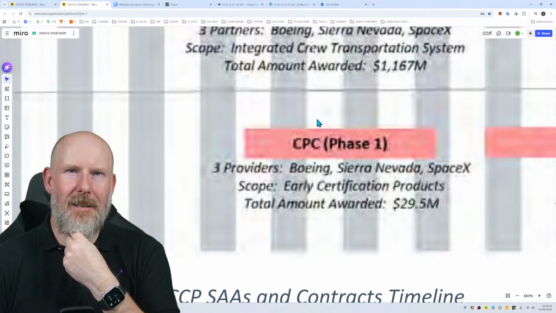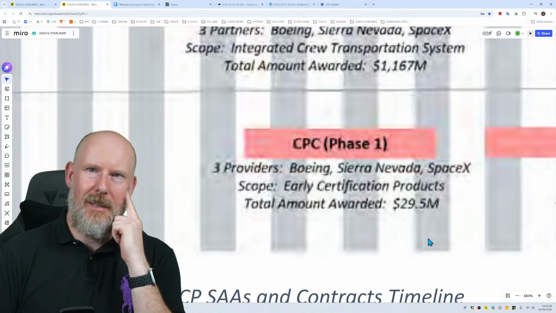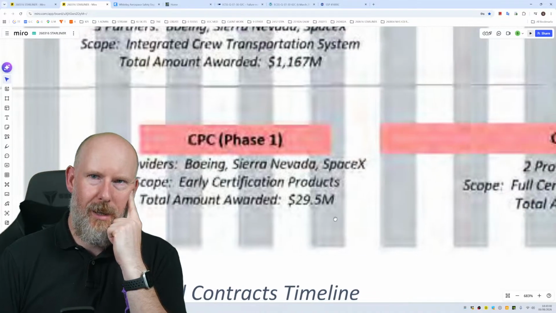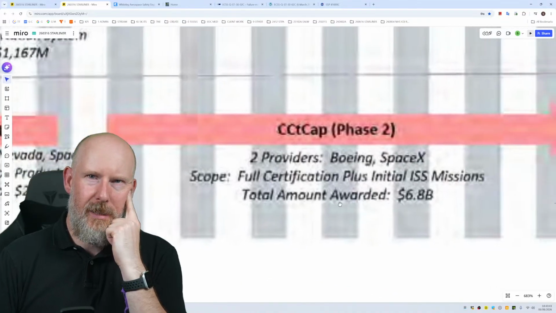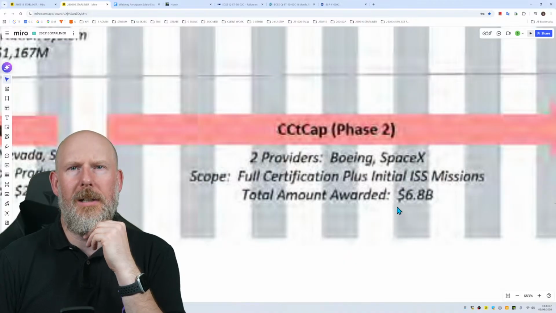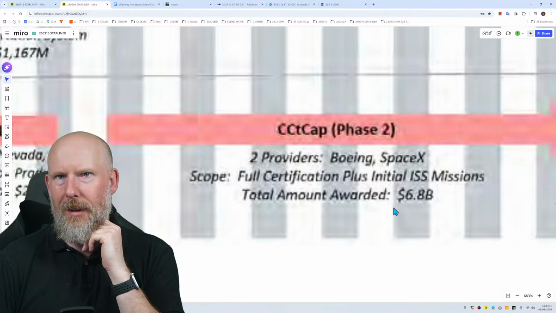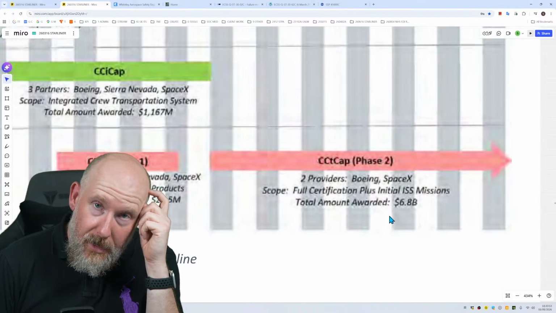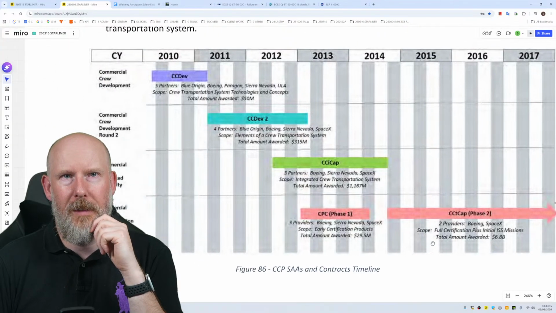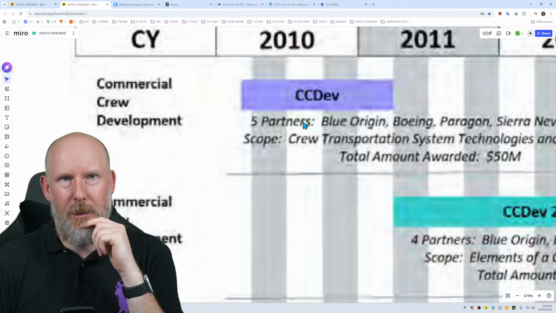And then CPC Phase 1, 3 providers, Boeing, Sierra Nevada, SpaceX, and that's early certification products, 29.5 million. And then CCtCap Phase 2, 2 providers, Boeing, SpaceX, full certification plus initial ISS missions, total amount awarded 6.8 billion. So that's quite big. That's quite a lot. STAMP and STPA could have been used right up front, could have been implemented up front.